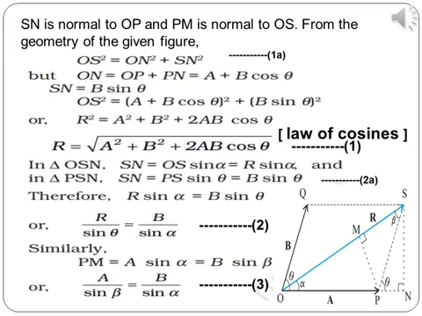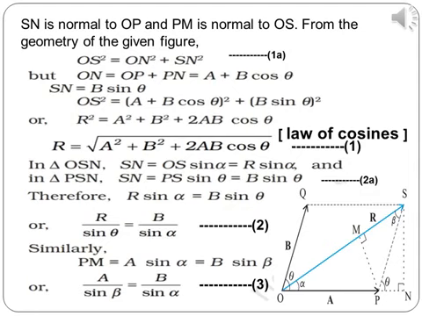Consider the right triangle PNS again. Then what should be the sin theta? Sin theta is equal to opposite side divided by hypotenuse. So sin theta is equal to SN divided by B. Then SN is equal to B sin theta.